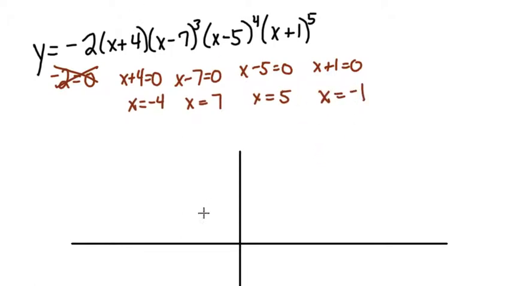So what I'm going to do after that is I'm going to take those points and I'm going to graph them. So I will have an x-intercept at -4. I will have one at 7. 1, 2, 3, 4, 5, 6, 7. I will have one at 5, and I'll have one at -1.